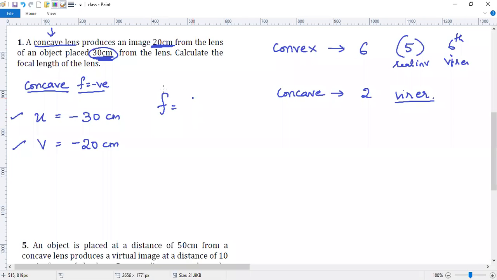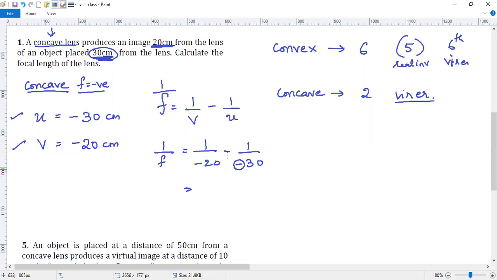And the formula we have seen now, what is it? 1 by f is equal to 1 by v minus 1 by u. Good. So you calculate the value using this. What will be your answer? Minus 60 centimeter, ma'am. Okay, 1 by minus 20 minus 1 by minus 30.